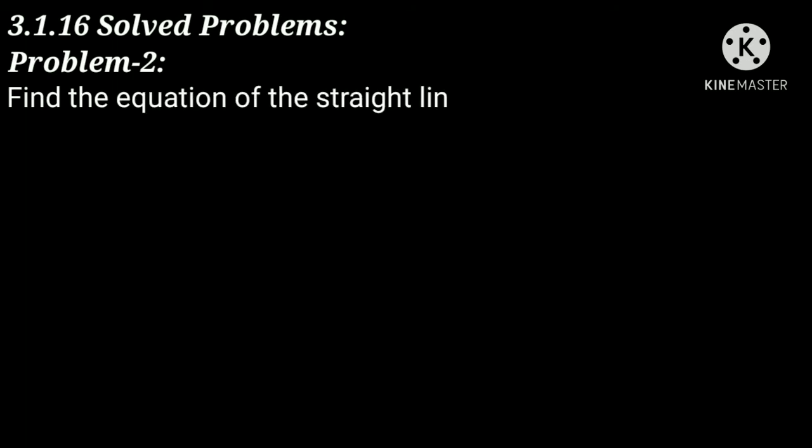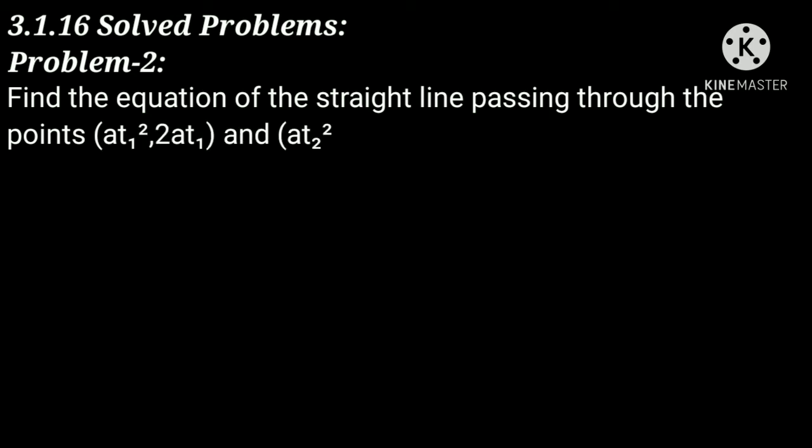3.1.16 Solved Problems. Problem number 2. Find the equation of the straight line passing through the points (a t1 square, 2a t1) and (a t2 square, 2a t2). This is our given problem. In this problem, we have to find the equation of the straight line. For finding the equation, two points are given. Now, we will find out the solution.